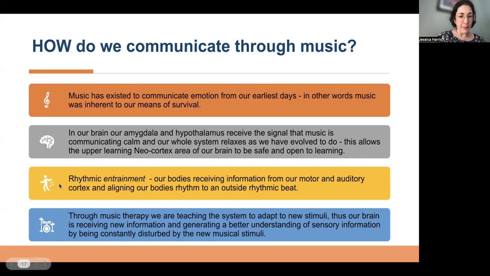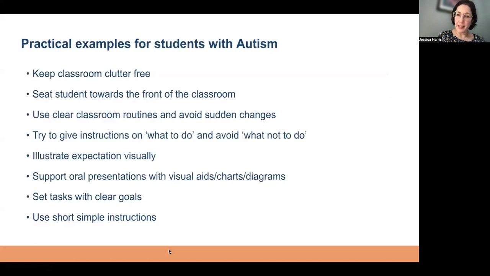Now we have the rhythm in music, the beautiful magic that the rhythm of music can guide us to alignment and to being together and to syncing in communication. So rhythmic entrainment is our bodies receiving information from our motor and auditory cortex and aligning our body's rhythm to an outside rhythmic beat. And through music therapy, we're teaching the system to adapt to new stimuli, and our brain is receiving new information and generating a better understanding of sensory information by being constantly disrupted by the new musical stimuli. So by introducing new musical stimuli, we're creating new pathways and new adaptations and new responses.